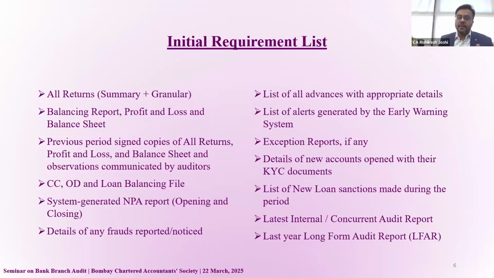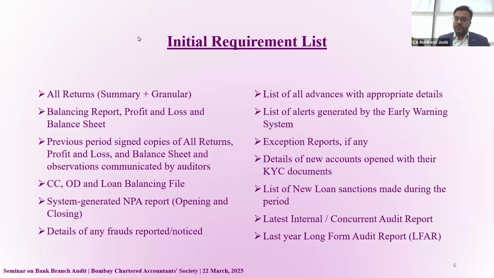But at the same time, you need to ask them what was signed last year, what were the documents which are to be reviewed this time, including certificates. There are a lot of returns which you also need to audit. So all those documents of the previous year you first need to ask for. Then there is something known as CCOD and loan balancing file. More on that when she goes through our next slides. She'll be explaining what is a CC, what is an OD, and what are various kinds of advances.